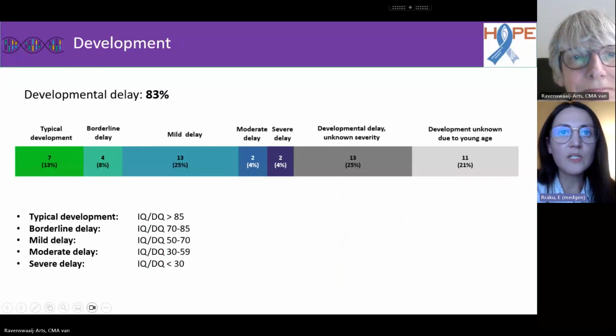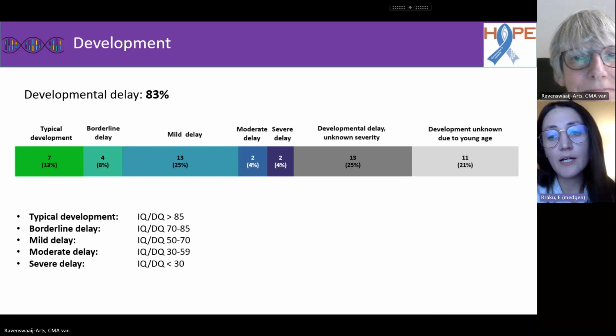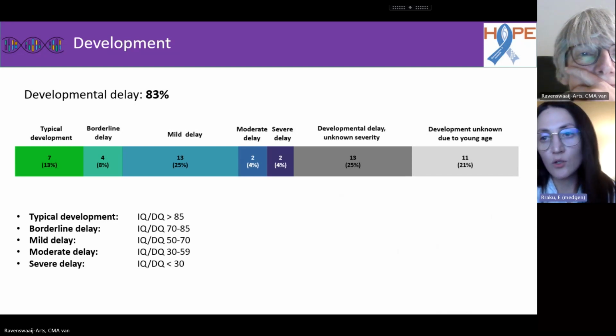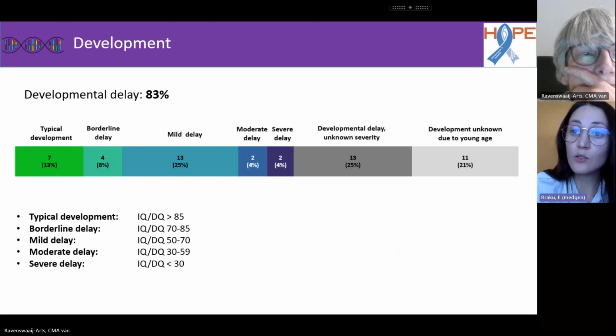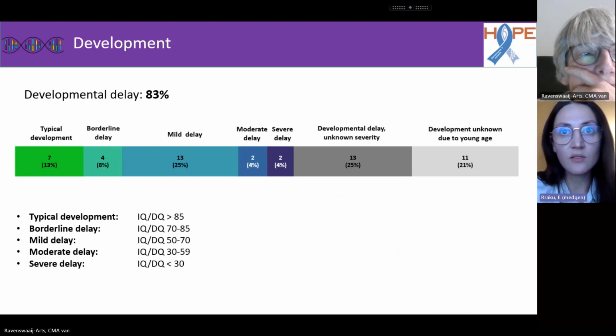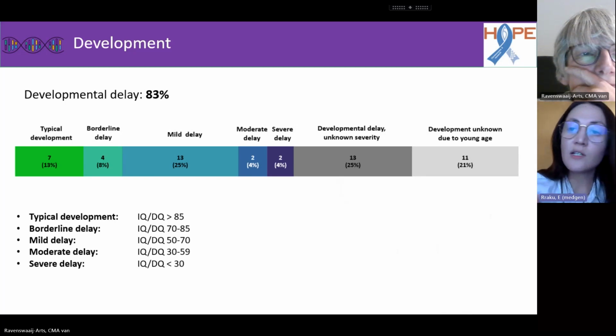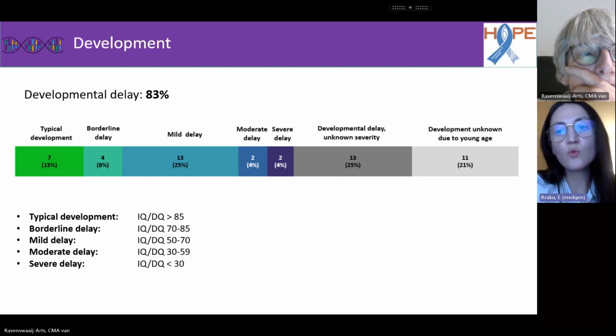Now, on to development. 83% of the total group had developmental delay, and the delay varied in severity. Developmental delay was quantified using IQ or DQ. I think everyone knows what IQ stands for, but DQ stands for developmental quotient, and that is a score on development that compares development of children to typically developed children.